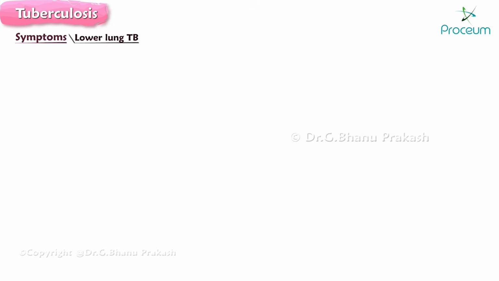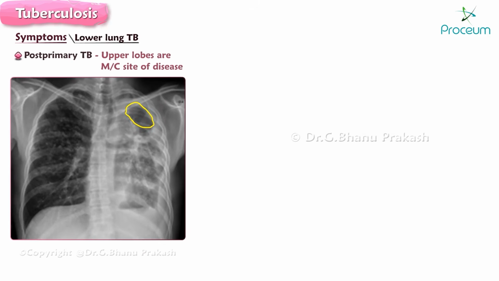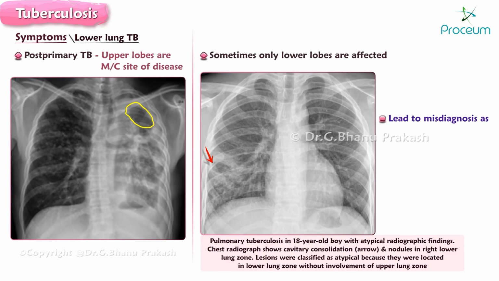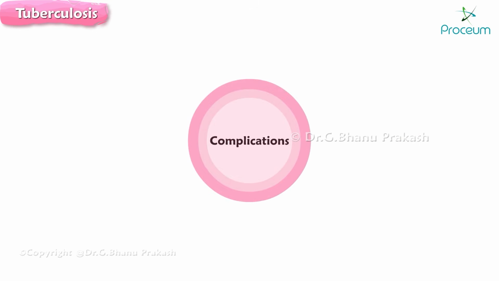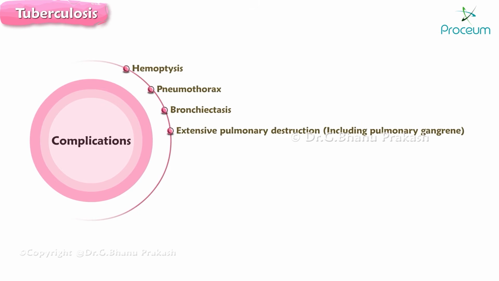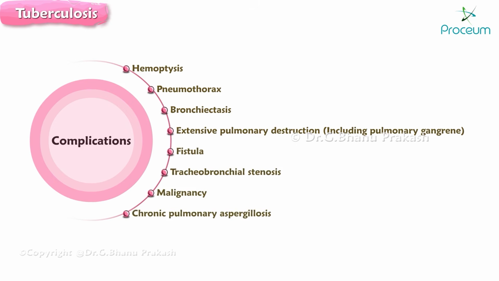Lower lung tuberculosis. In post-primary tuberculosis, the upper lobes are the most common site of disease. Sometimes only the lower lobes are affected. This can lead to misdiagnosis as viral or bacterial pneumonia, bronchiectasis, or carcinoma. Complications. Pulmonary complications of tuberculosis include hemoptysis, pneumothorax, bronchiectasis, extensive pulmonary destruction, including pulmonary gangrene, fistula, tracheobronchial stenosis, malignancy, and chronic pulmonary aspergillosis. These complications occur more commonly in the setting of post-primary disease.